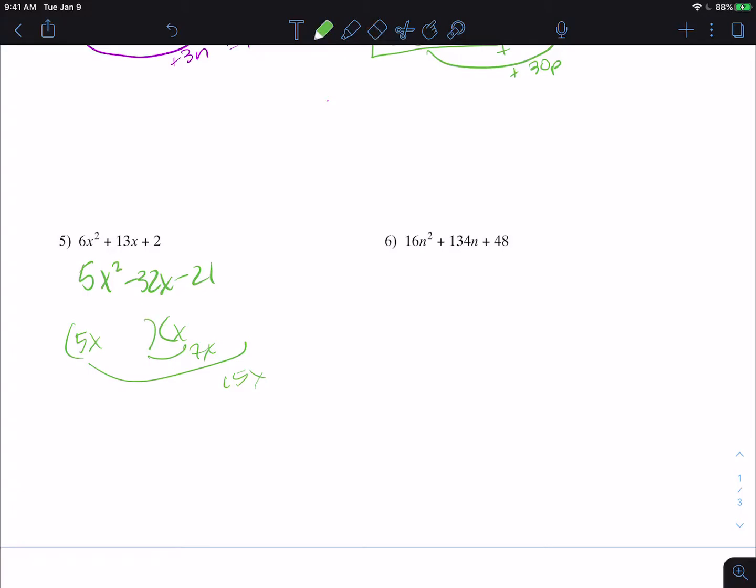And then, of course, I just forgot. I think the 3 was over there. Oh, yeah, because there's a 7x. Okay. Okay, so then we have 3x and 35x.